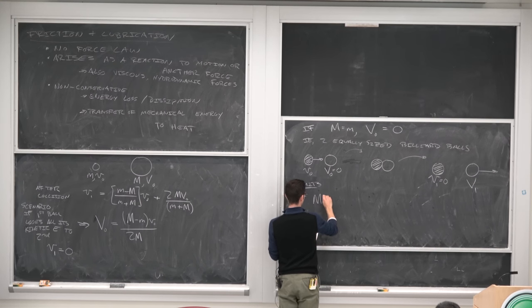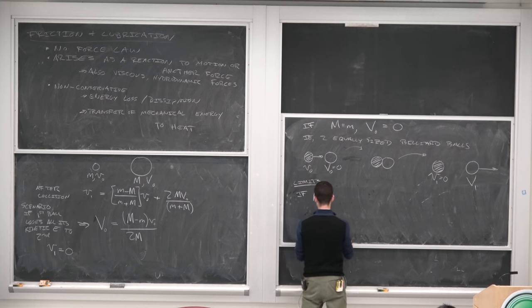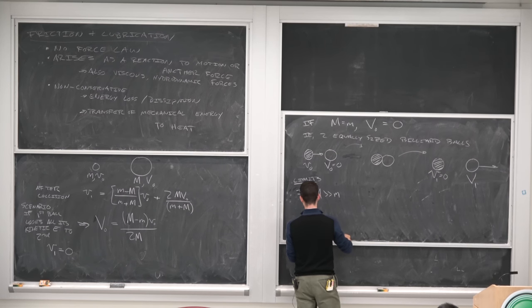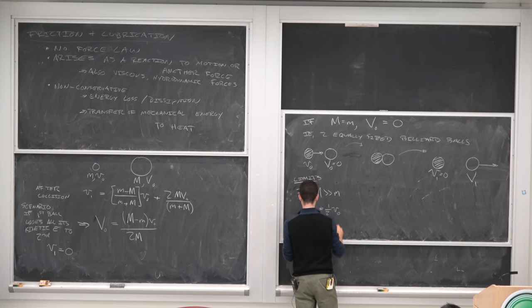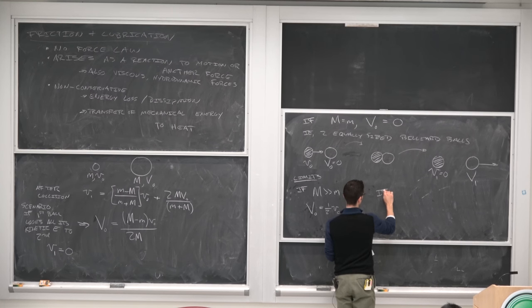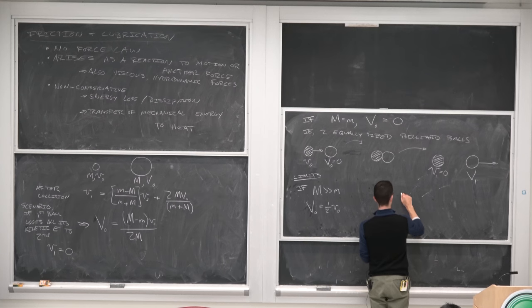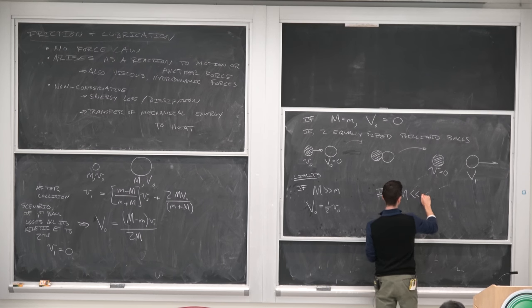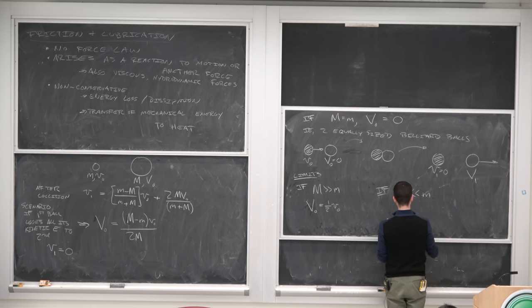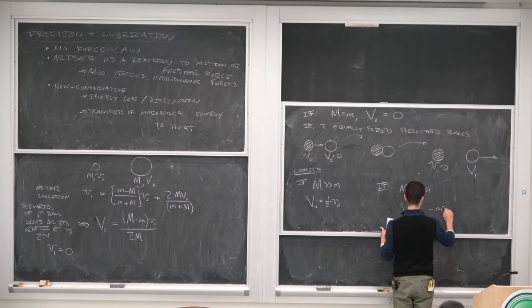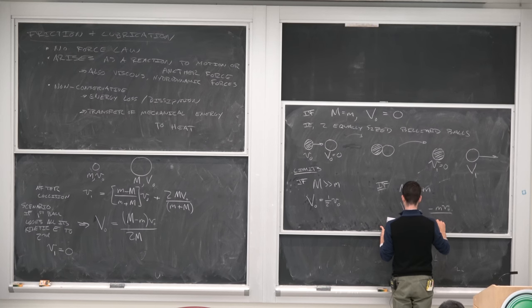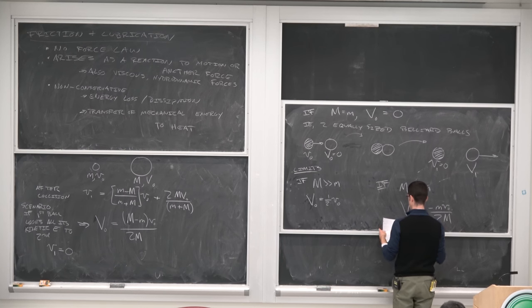If big M is massive compared to little m, that is very big compared to little m, then we have big V naught equals 1/2 little V naught. If, however, big M is much, much less than little m, then big V naught equals minus little m little V naught over 2 big M.